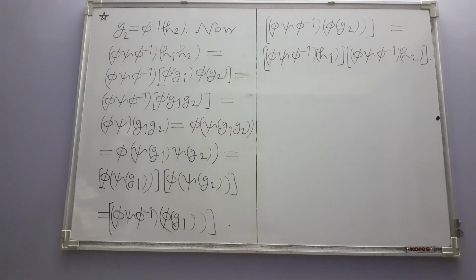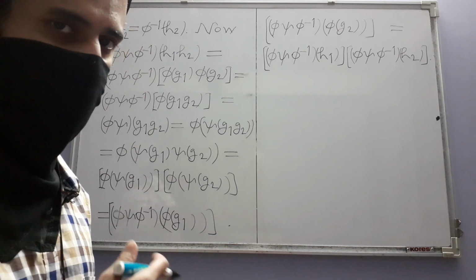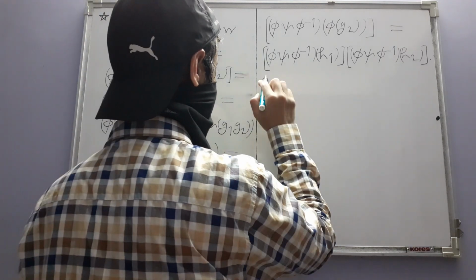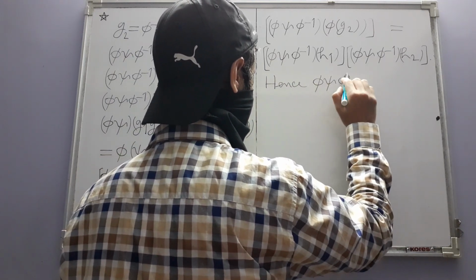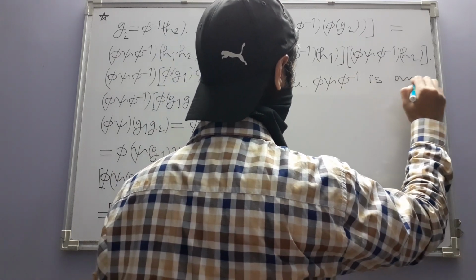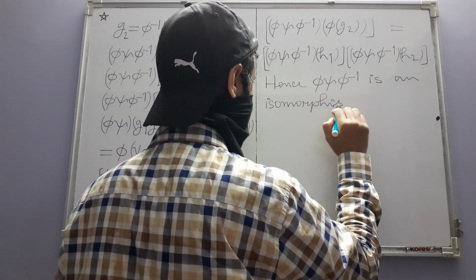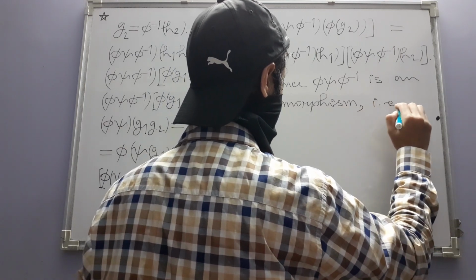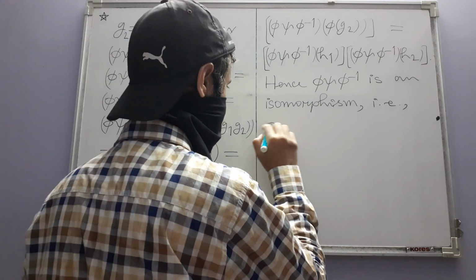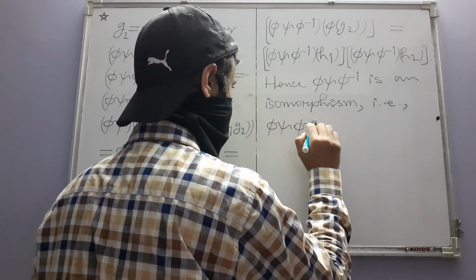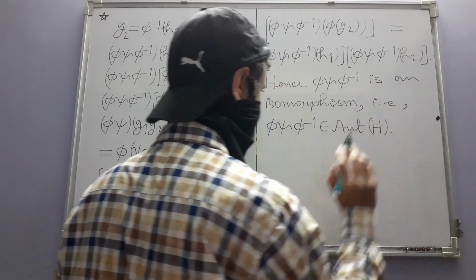So there we have it. Phi psi phi inverse actually respects the binary operation in H, because it's a function from H to H. So now we can say, hence this is an isomorphism, i.e. isomorphism from H to H, so it's an automorphism of H. Yeah, now we can finally conclude this.